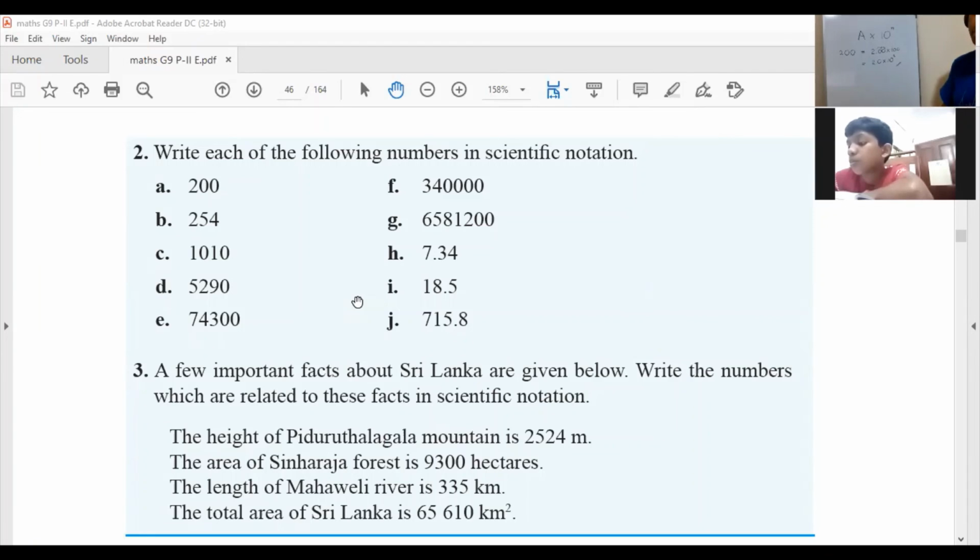Same way, can you write 254 in scientific notation? 2.54 multiplied by 100. Scientific notation is 2.54 multiplied by 10 to the power 2. Very good. That is correct.